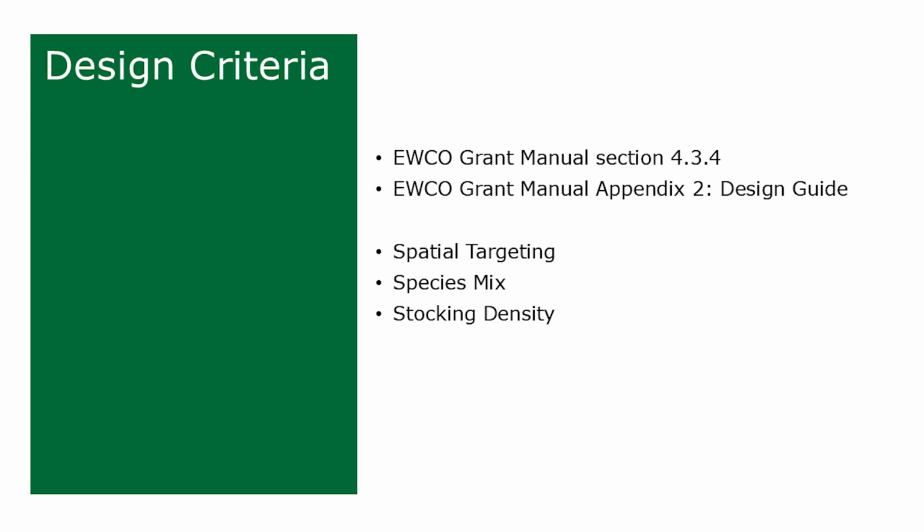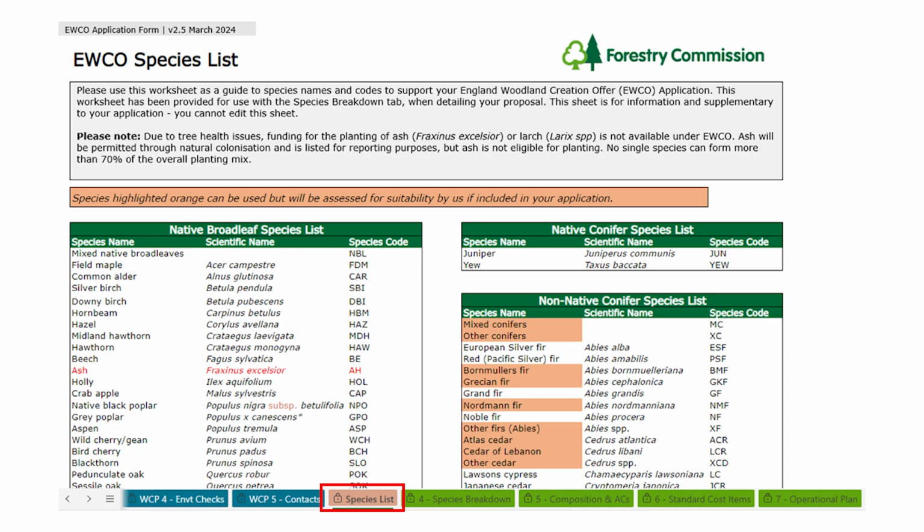Each additional contribution will look at spatial targeting, which we have touched on with the LIS report, species mix, and stocking density. The species mix for each additional contribution will be slightly different, but we'll look at things like the percentage of native trees, small trees, and woody shrubs, as well as the maximum limits for any single species. A full list of species covered by EWCO can be found on the Species List tab of the application form. Each additional contribution will also have differing stocking density requirements, and it will look at stems per hectare and open space limitations.